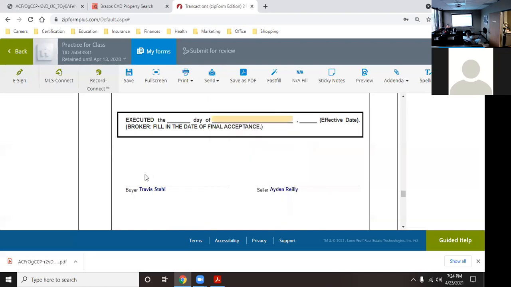Again, they have to let us know that they accepted the contract. If we send it off and they don't like it because we put $50,000 less than what it's worth, or what his asking price is, he would cross that out, initial those changes, and send it back.